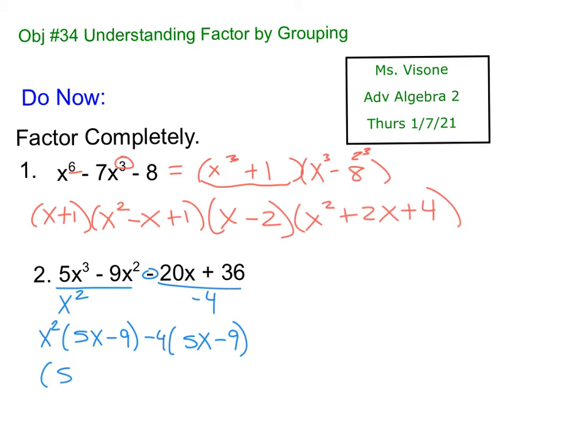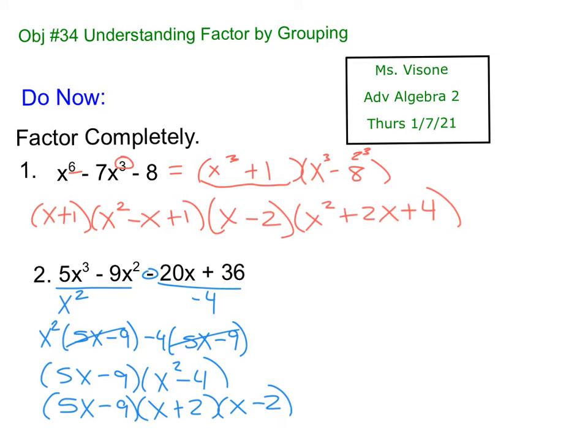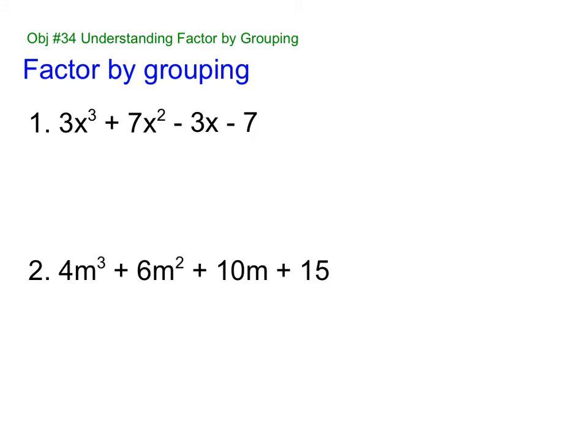So we end up with 5x minus 9, and then when we factor those out, we're left with x squared minus 4, which is a difference of 2 perfect squares. So that's x plus 2, x minus 2. And we are done. All right, pause, do it on your own.